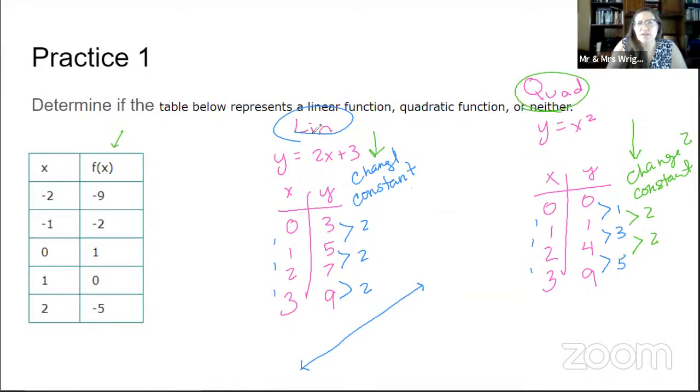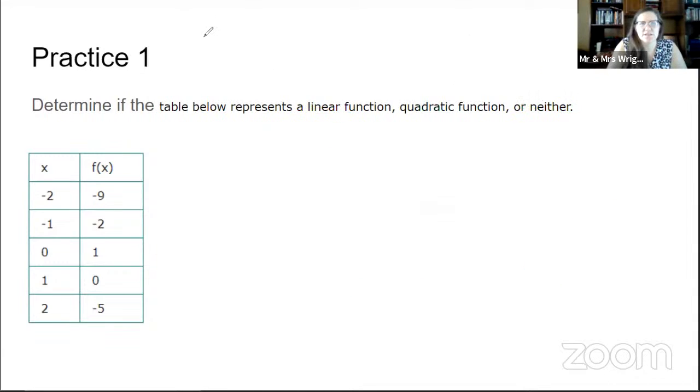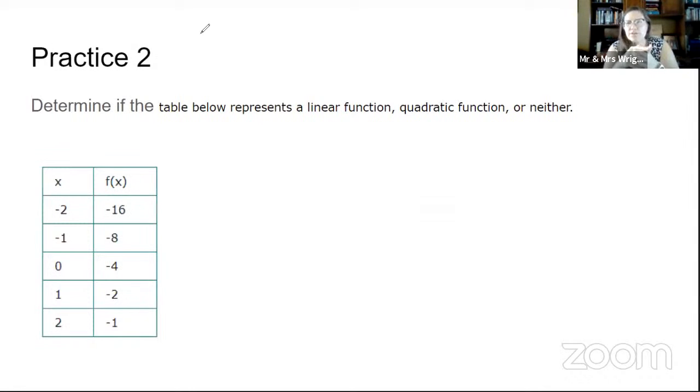So for linear, your first differences, your change 1, will be constant. Quadratic, your change 2 will be constant. Neither means that neither change 1 nor change 2 is constant. Okay. All right. So now you need to do practice 2, and I've got one more after this. I want you to do them on your own and see if it's linear, quadratic, or neither. And then unpause the video and we'll go over them.